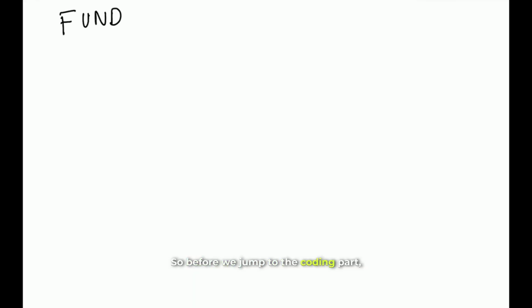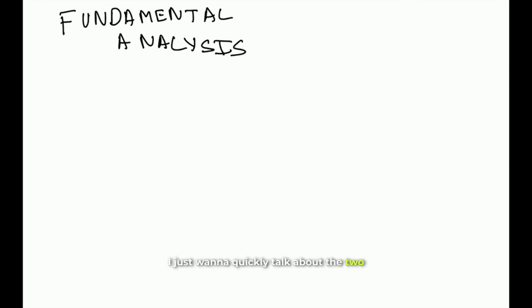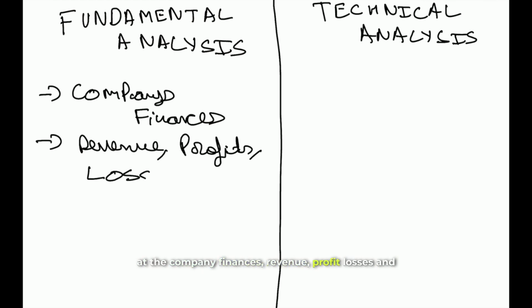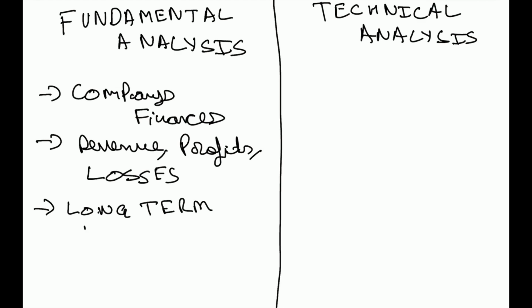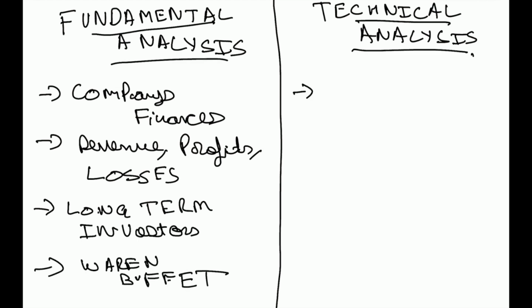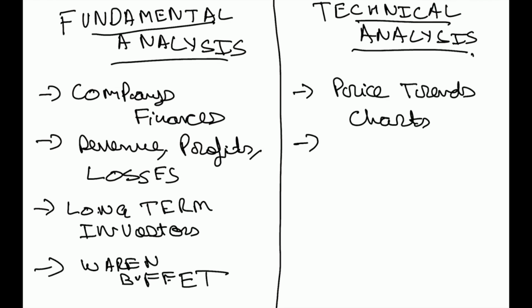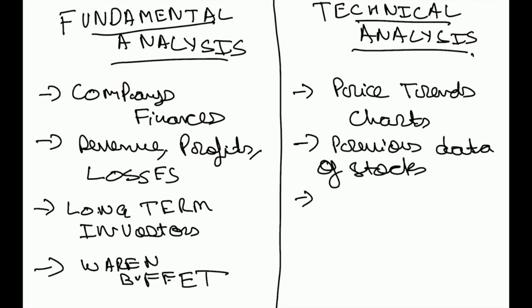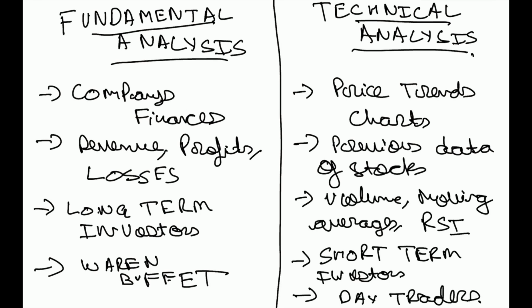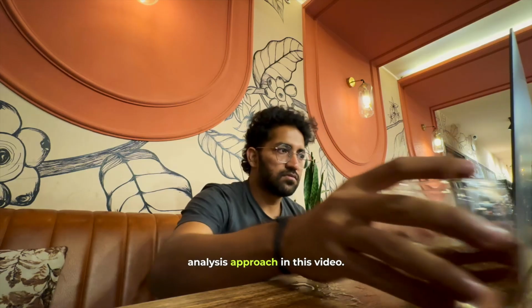So before we jump to the coding part, I just want to quickly talk about the two different types of stock analysis that happens. Number one is the fundamental analysis, which looks at the company finances, revenue, profit, losses, and long-term investors usually use this approach. And number two is the technical analysis, which looks at the price trends, charts, previous data of the stocks, how much has been the volume, moving averages, and majorly short-term traders and investors use this approach. And we're gonna use the technical analysis approach in this video.